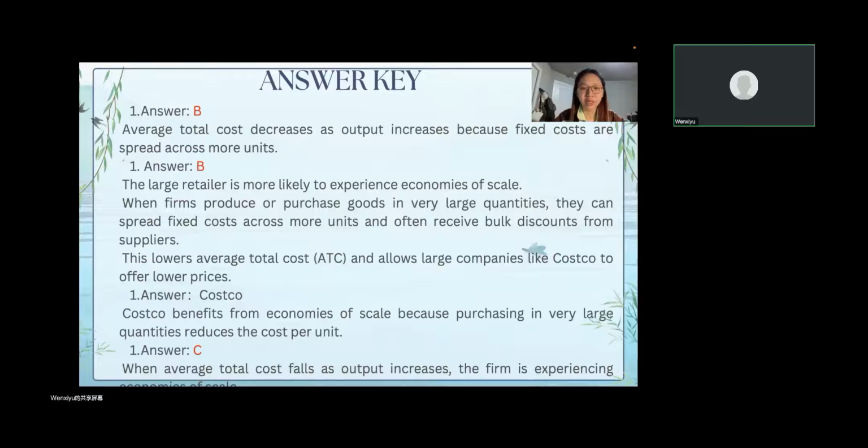For question 3, the answer is Costco. Because Costco purchases products in very large quantities, it can reduce the cost per unit and benefits from economies of scale. For question 4, the answer is C. Economies of scale. When average total cost falls as output increases, economists describe that situation as economies of scale.